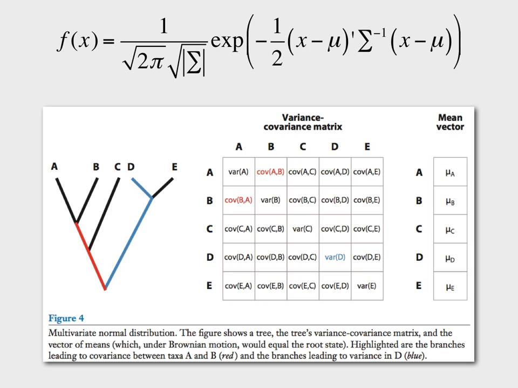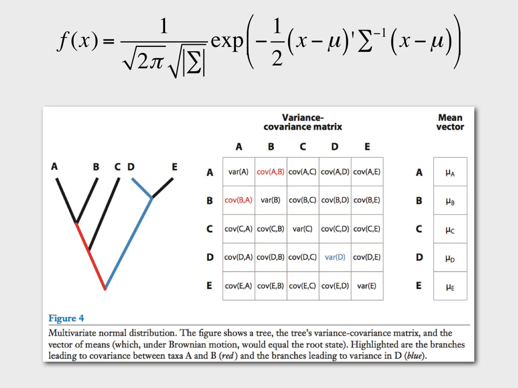Okay, so we have this time on the bottom. So that's the covariance matrix, and here you have a vector of means. And in the general Brownian motion case, for all the species the mean is the state at the root. So if I'm moving from a point in a Brownian motion, right, and I do it multiple times, I get a distribution centered on the starting point. There are other models where we change what these means are. Alright, that's the basic structure.